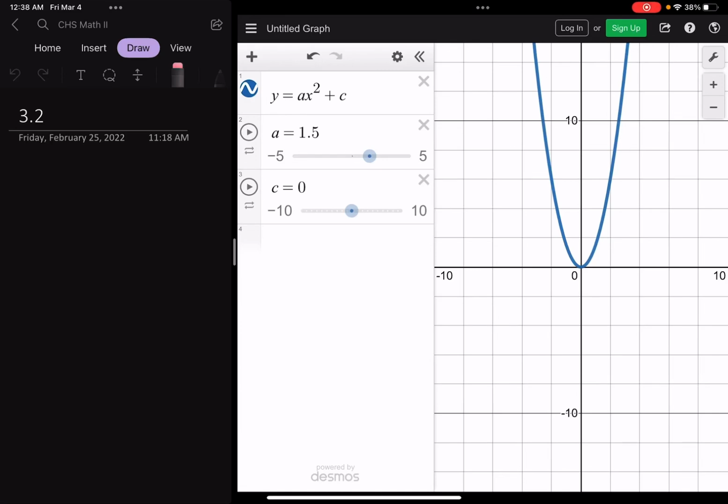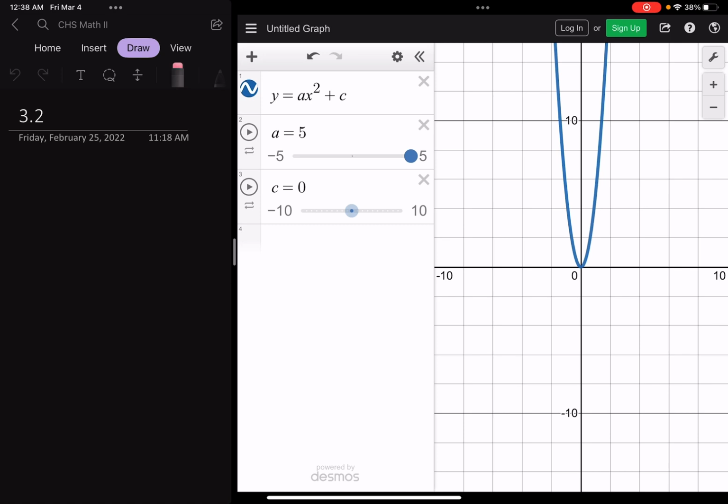All right, quick review about what we talked about yesterday in our notes. We had y equals ax squared, right? That was what we started with. And as we talked about yesterday, the bigger that leading coefficient is, the a, the narrower my parabola gets, right?